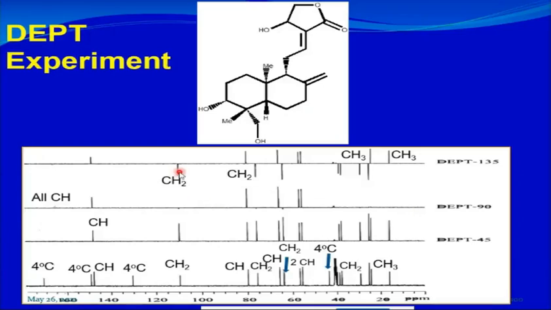So you compare these down with the broadband. So this signal belongs to the CH2, and this signal here, this belongs to the CH2, and this signal here, this one here, belongs to the CH2, and these two signals right here and here, they belong to the CH2, and these two signals, the one with higher intensity and this one, these two belong to the CH2 groups, right?